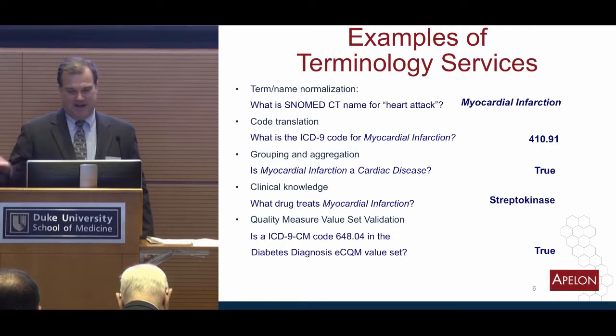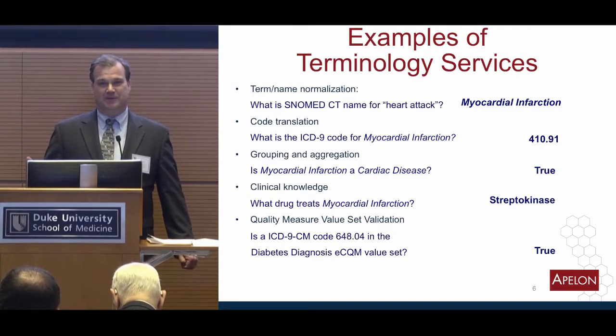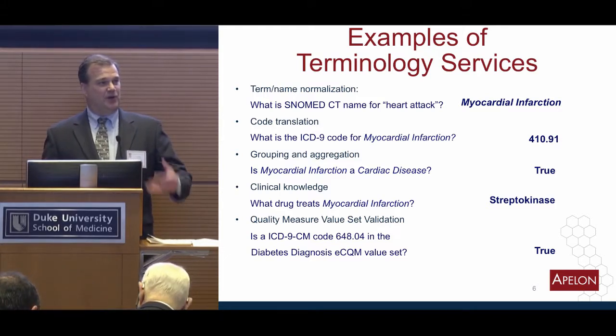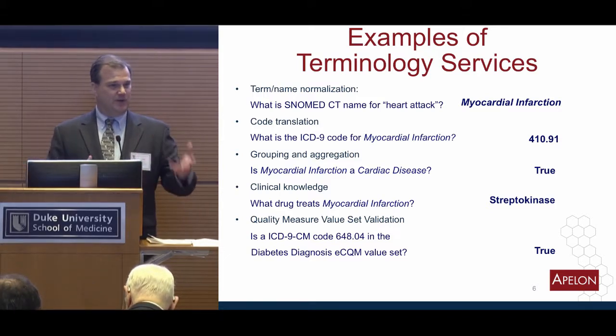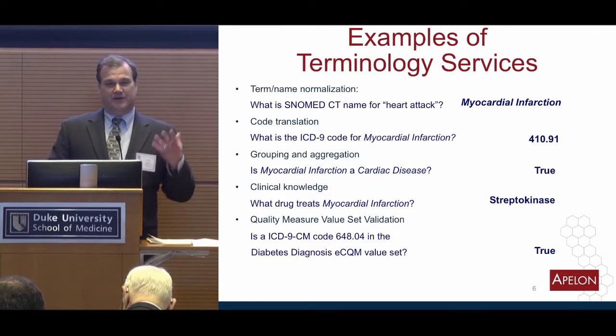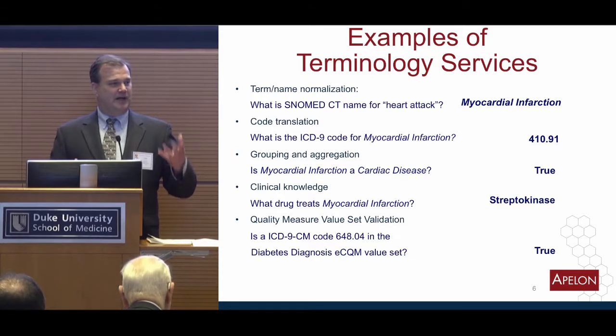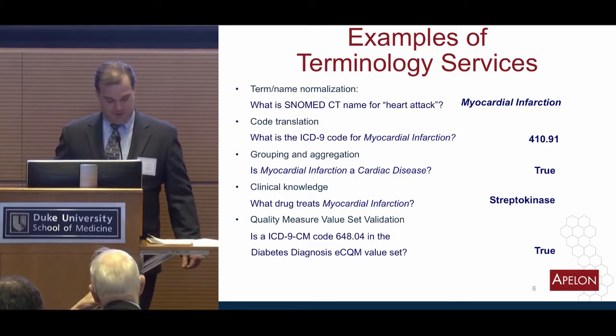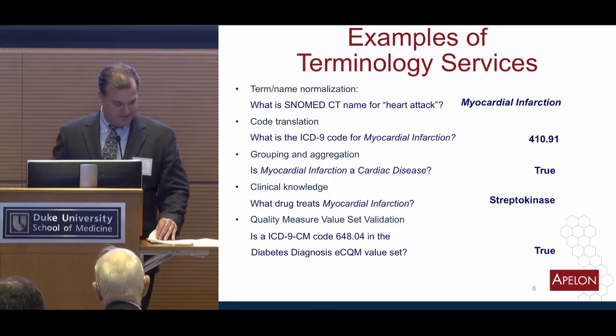So an example of a terminology service, there's lots of different things you can do with a terminology service, but the basic ones that we're going to talk about today is you can look up a code. What's the preferred name of a code? What's the code for myocardial infarct? You can look at relationships, you can look at properties. So there's lots of different things you can do with a terminology service.